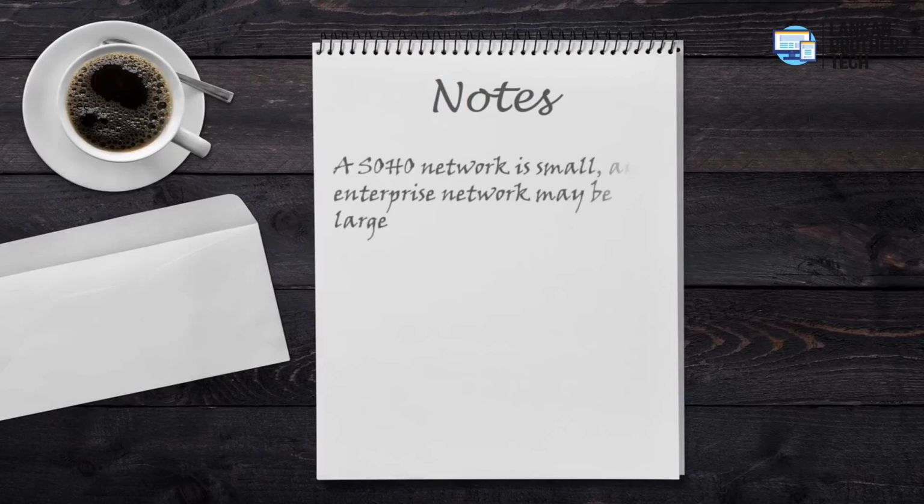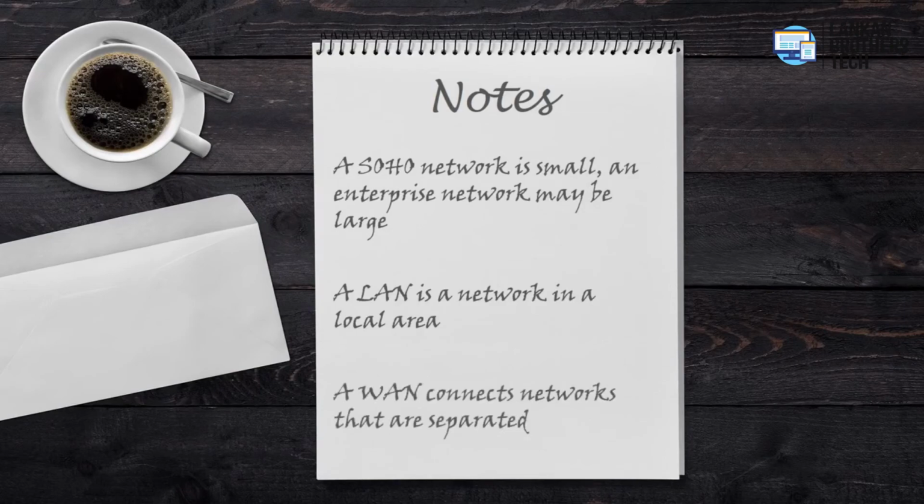Let's take a moment for a quick summary. All networks are different, and this includes their size. A SOHO network is very small, while an enterprise network may be very large. Of course, your network could fit in anywhere in between. A LAN, or local area network, is a collection of network devices in a local area, like a single building. A WAN, or Wide Area Network, connects networks that are far apart.